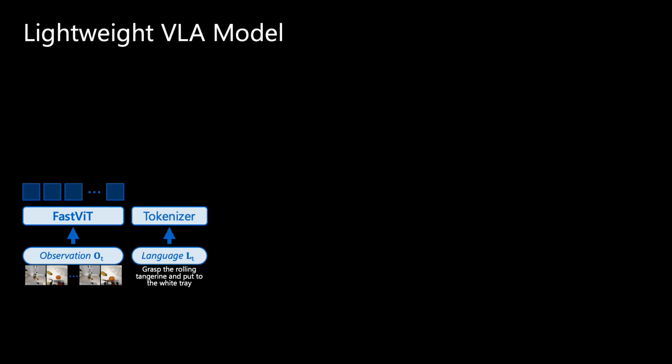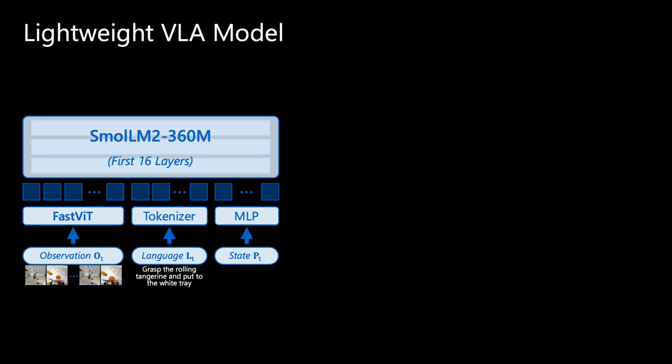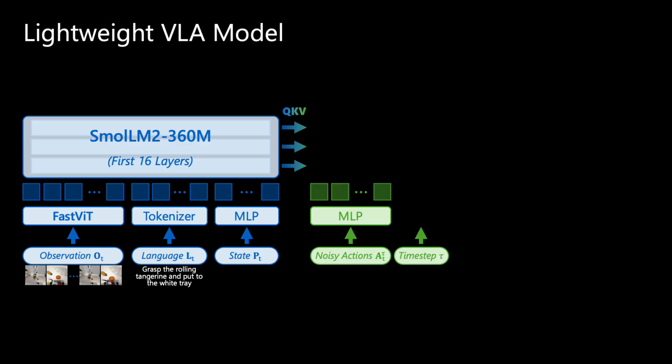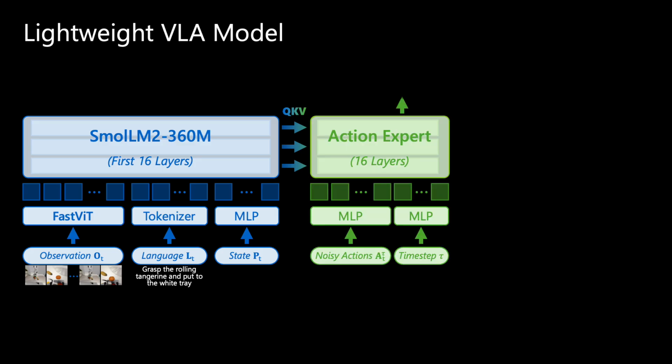To keep inference latency low, we design a compact 0.4B parameter VLA. We adopt a convolutional vision encoder, FastViT, to efficiently compress multi-frame visual inputs, and a truncated small LM2-360M language backbone to reduce reasoning latency. Actions are generated by a lightweight diffusion-based action expert.